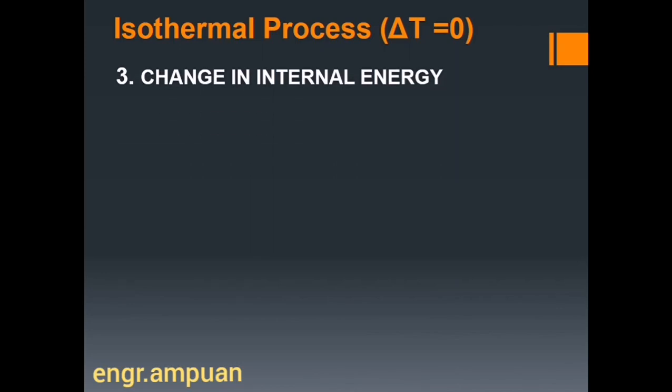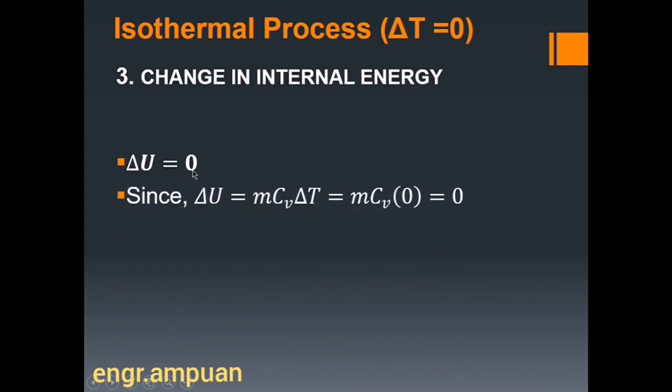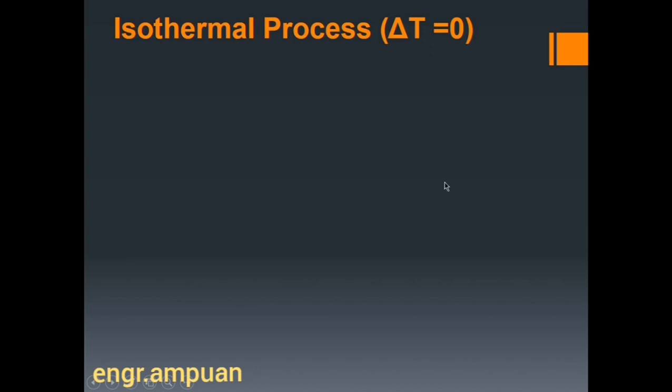So the next one is the change in internal energy. The change in internal energy is equal to 0. Why? Because we all know that the change in internal energy is equal to mass times the specific heat at constant volume times the change in temperature. Since we are at isothermal process, or at constant temperature, the change in temperature equals 0. So our change in internal energy is equal to 0.